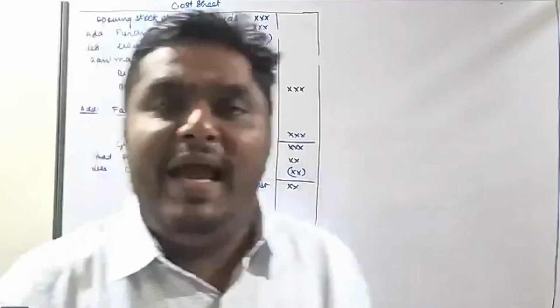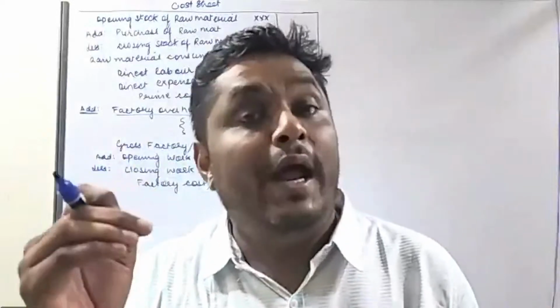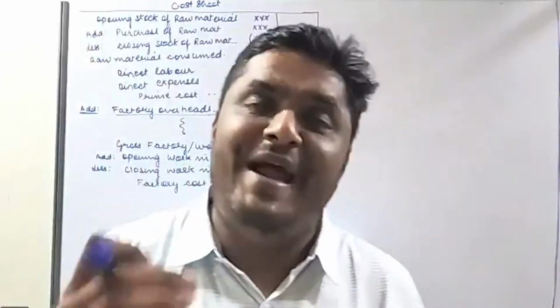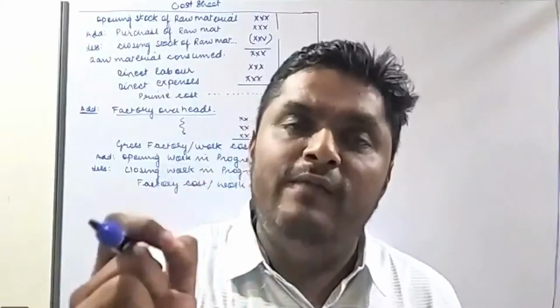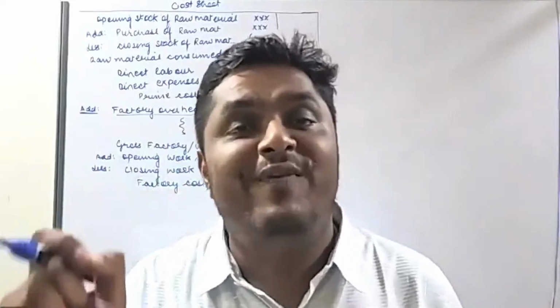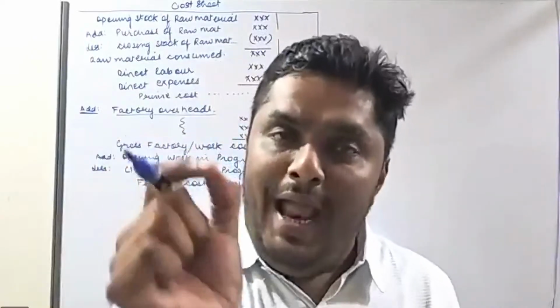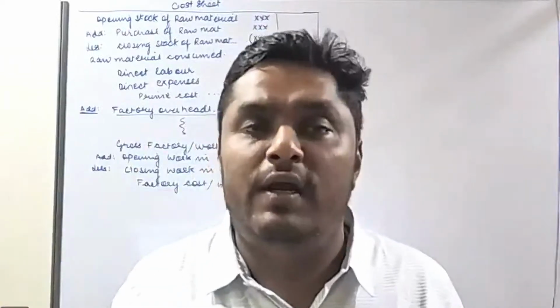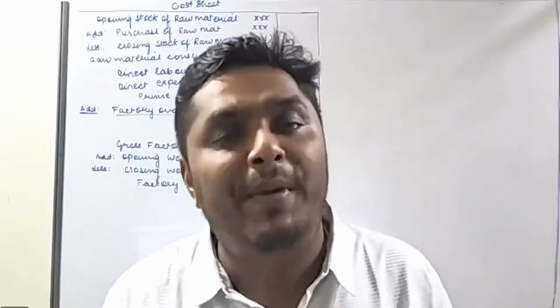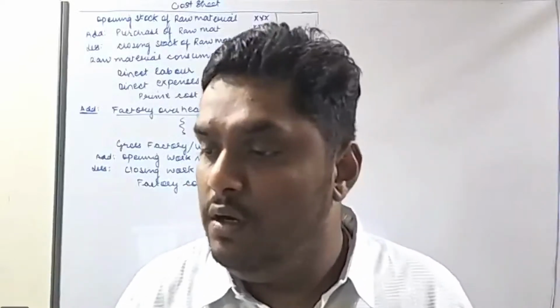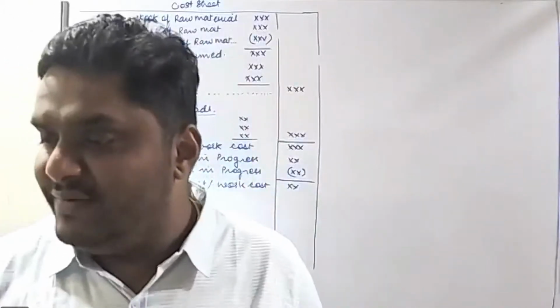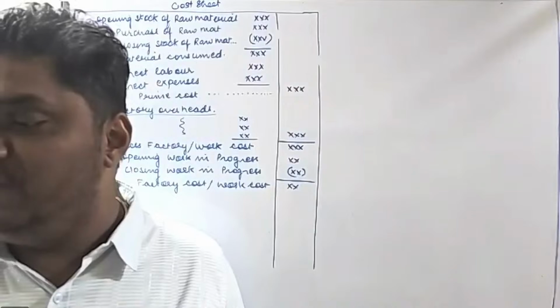So very simple, guys. In prime cost, we have to add all the factory overheads, whatever has been spent at the factory level. The total we get is what we call gross factory cost or work cost. And in this gross factory cost or work cost, if we make adjustments of opening and closing work in progress, we will get the final factory cost or work cost. If you guys have any doubts in this part, please post your queries.